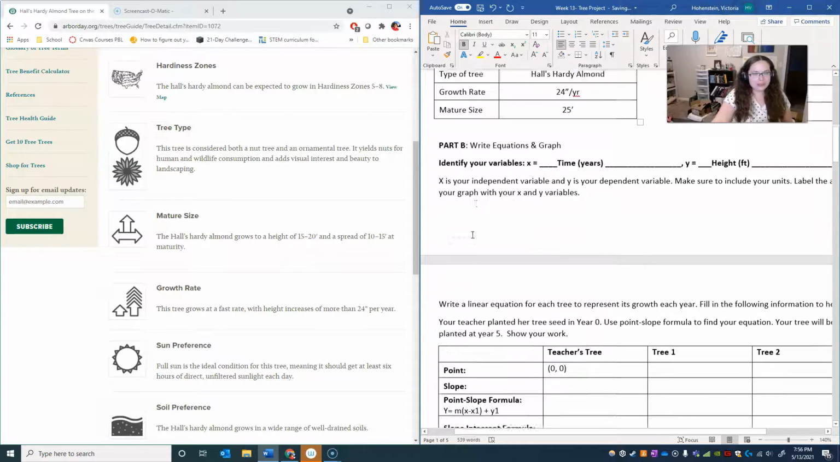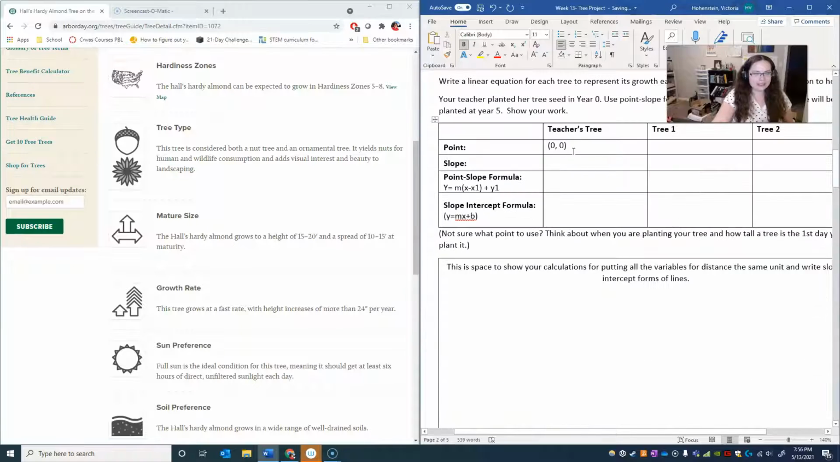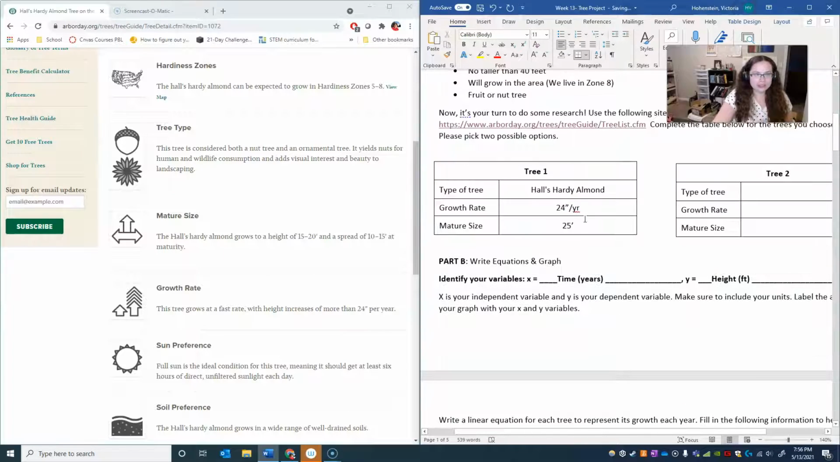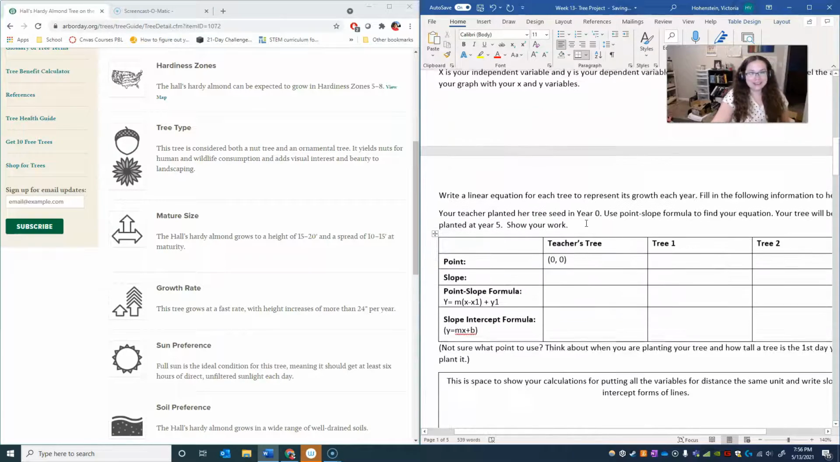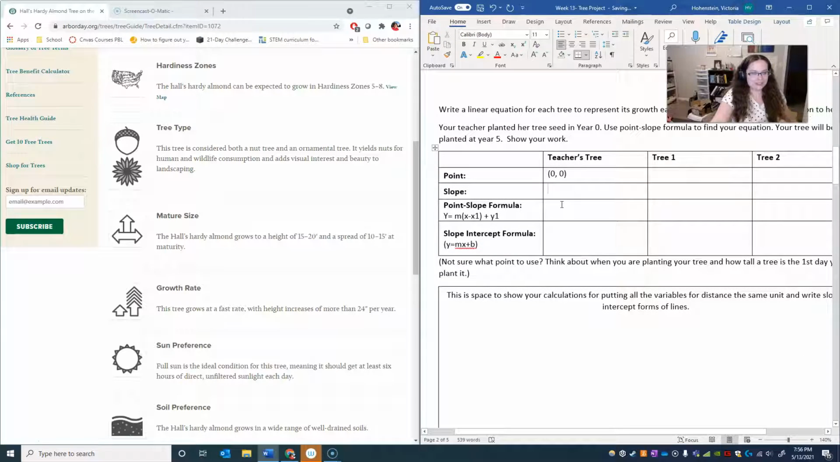Alright, so my tree is going to start at point 0, 0. And the slope, well, my tree goes 10 inches a year, but I want to get that in feet. So I'm going to divide by 12 to get my slope. 10 divided by 12 is 5/6.